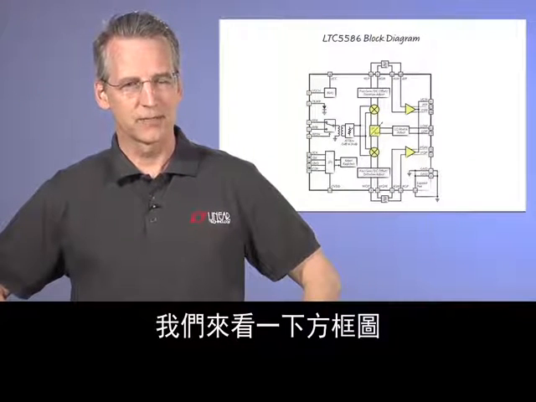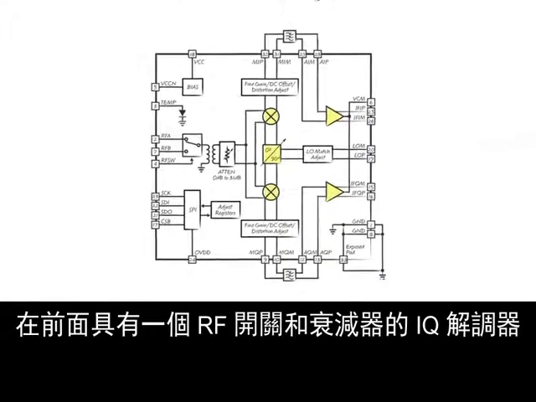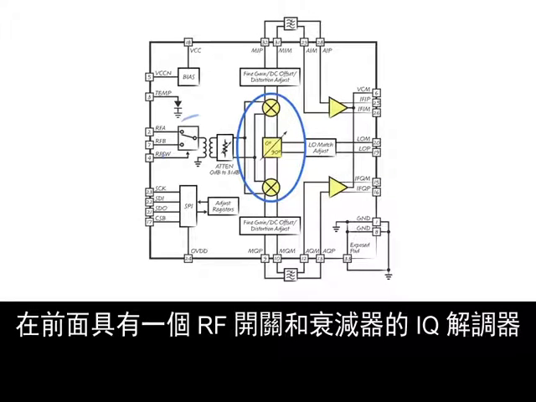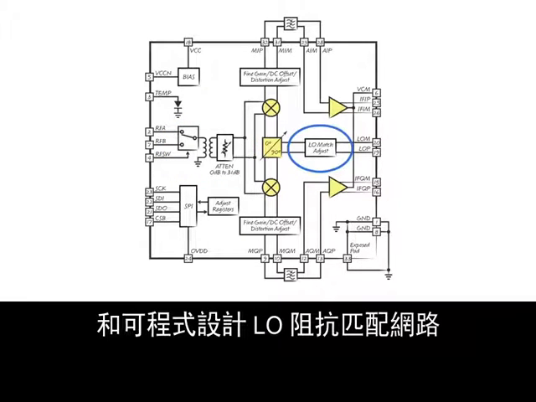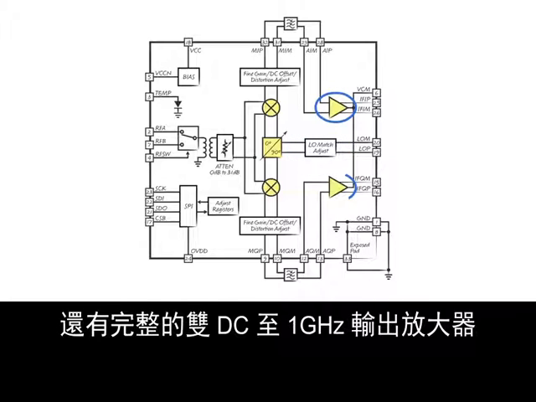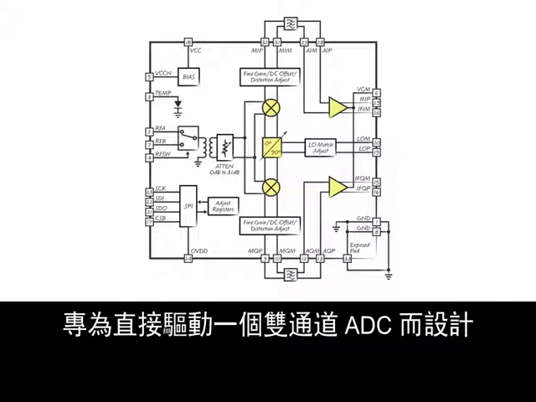Let's look at the block diagram. Here we see the basic LTC5586 architecture consists of an IQ demodulator with an RF switch and attenuator at the front, with internal LO buffers and programmable LO impedance matching network, and integral dual DC to 1 gigahertz output amplifiers, each with 0.5 to 2 volt common mode output voltage, designed to directly drive a dual ADC.